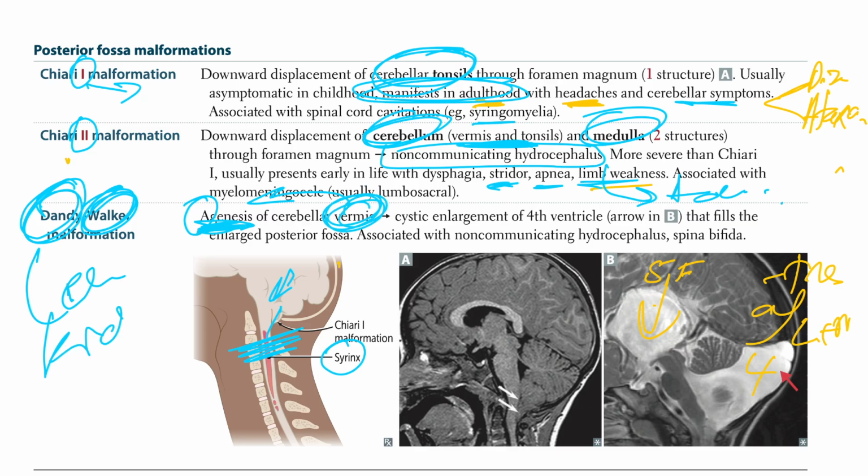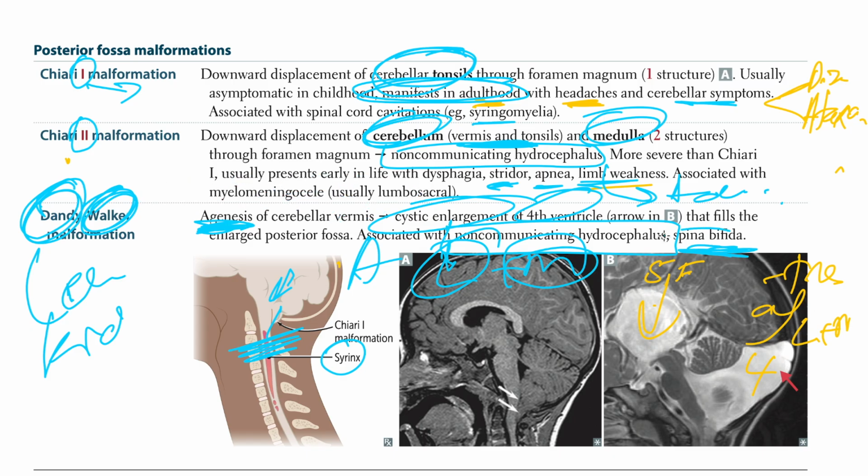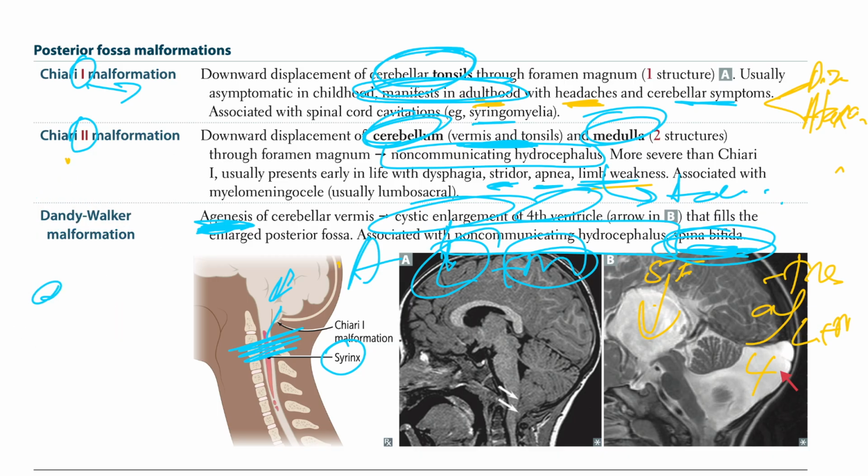So there's the agenesis of the vermis, which causes enlargement of the fourth ventricle that causes non-communicating hydrocephalus because there's atresia of the foramina of Luschka and Magendie, and it causes spina bifida. If the top one is causing myelomeningocele, this guy's going to cause spina bifida. On top of that, this kid is going to come with enlargement of the head. You'll be like, what's going on here? Well, enlarging the skull is due to the fact that you have this fourth ventricle getting enlarged.